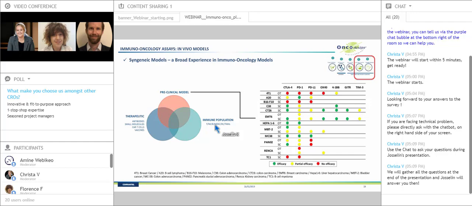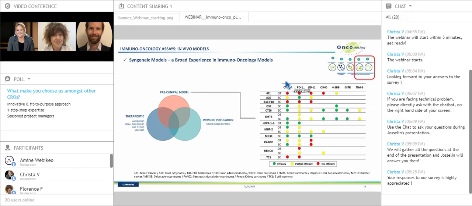So, just to represent where we are, we're in the preclinical model. On the right part of the slide, you have a table summarizing the different syngeneic models we have, in which we have tested standard of care and a checkpoint inhibitor or checkpoint stimulator, with their representative efficacy, partial efficacy, or lack of efficacy. As you can see, we have quite an impressive number of validated models.